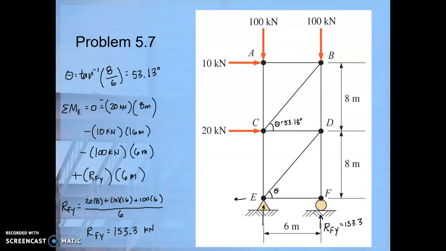Now the reaction at E in the vertical direction, we can call this REY, can be found by summing the forces in the vertical direction. We have two externally applied 100 kilonewton loads, and we know that the reaction at F in the y direction is 153.3. So we could write this out and say the sum of forces in the y direction equals 0. That is going to equal negative 100 and another negative 100 plus 153.3 plus the reaction at E in the y direction. So the reaction at E in the y direction will equal 100 plus 100 minus 153.3.